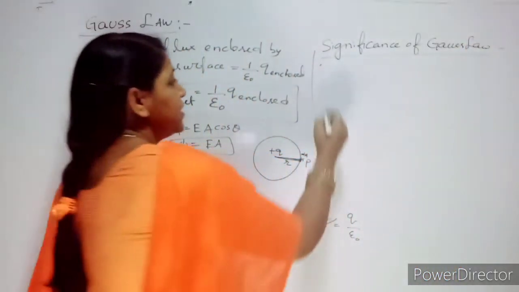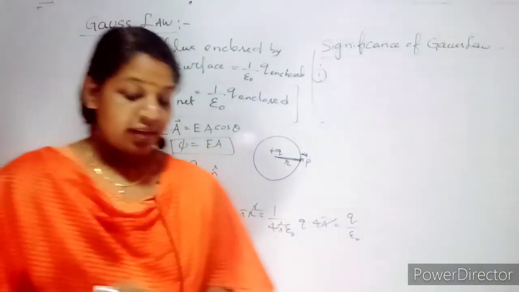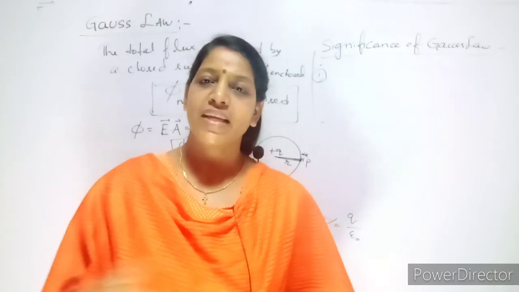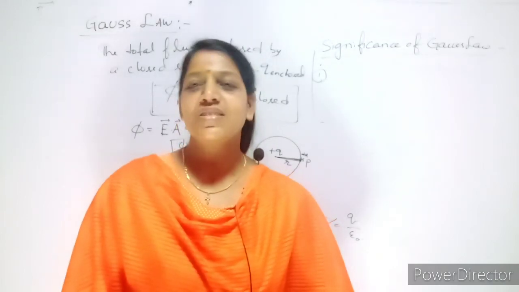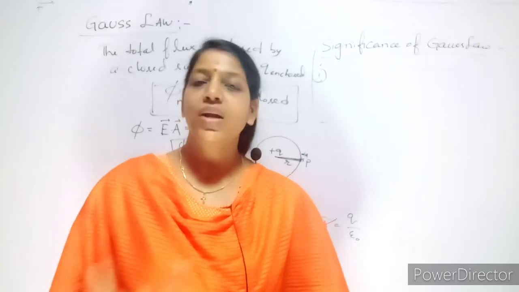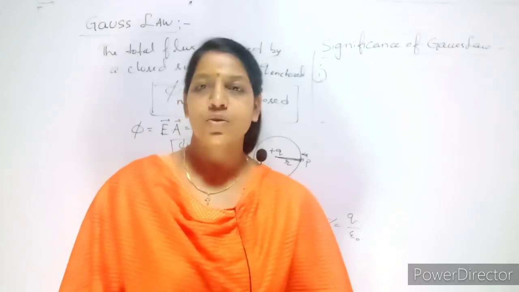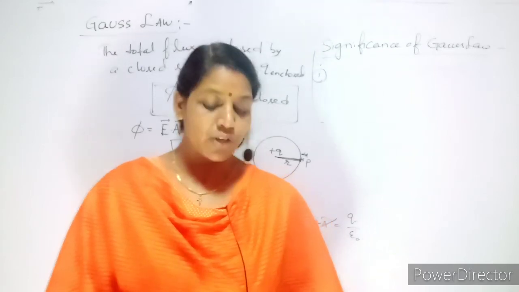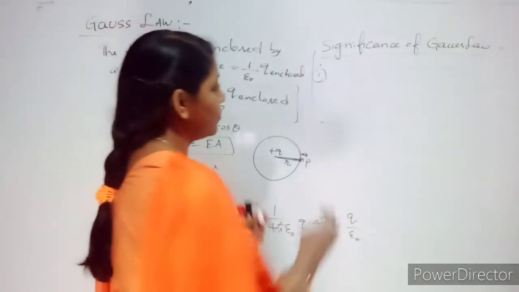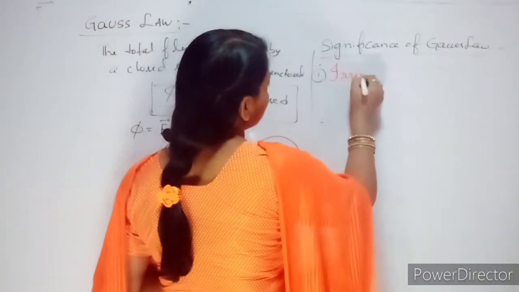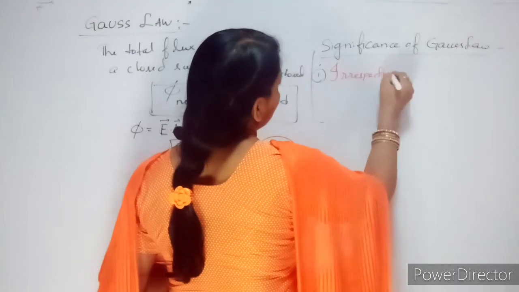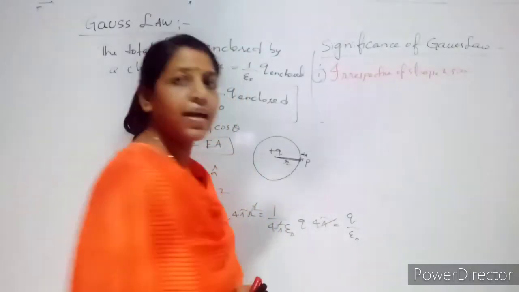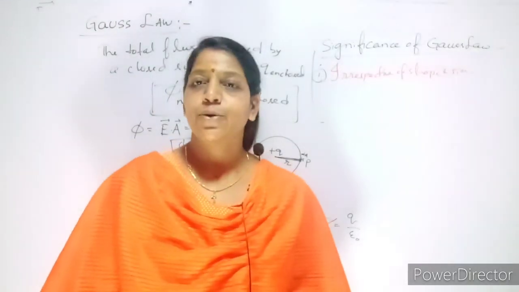See, the first importance is that irrespective of the shape and size, Gauss law is applicable to all closed surfaces. Don't think that it will be applicable only to certain specific closed surfaces. It is applicable to all varieties of closed surface irrespective of shape and size. That is your first point.